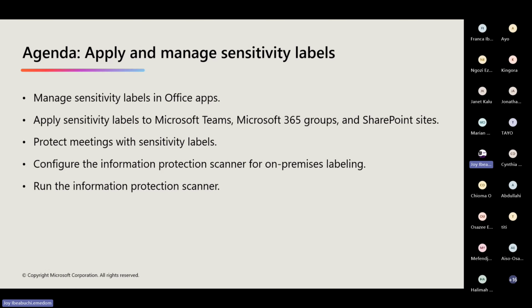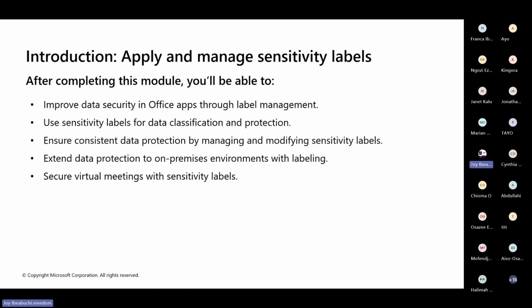Once you have created your label, and you have published them, and you have configured auto labeling, you now want to apply them, right? And you can apply them inside Office apps, you can apply them in Teams, groups, SharePoint sites, even in meetings, right? And you can extend information protection to on-premises data. So if you have file servers that are still managed on premises, you can use information protection to extend to those locations.